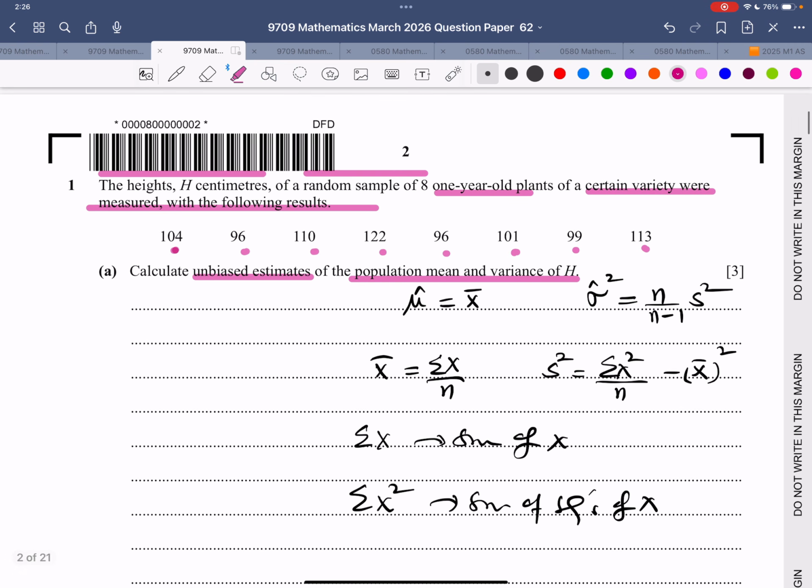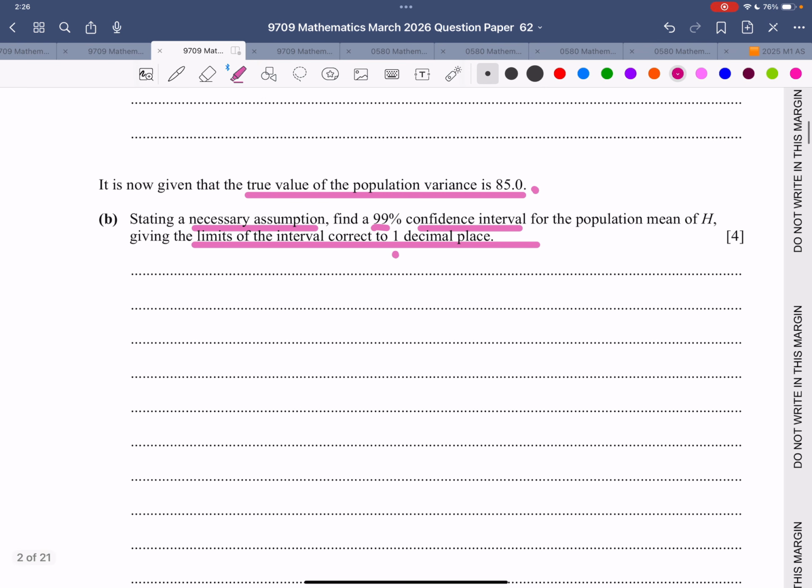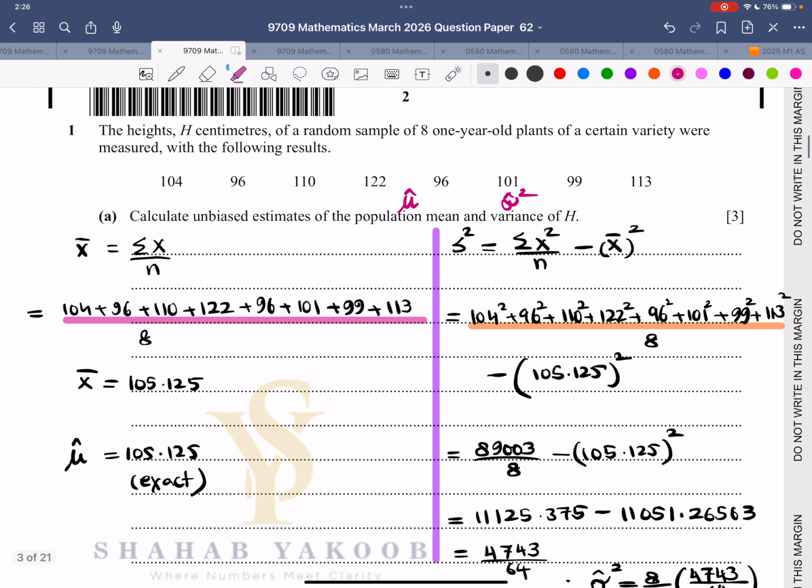Now just have a look. Does it say it follows normal distribution? No, it does not say. So most likely the necessary assumption is about CLT. Let's go to the next page.